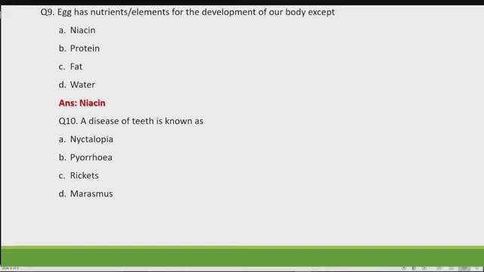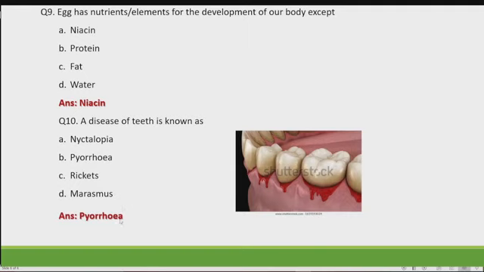Marasmus is a condition of malnutrition which is caused due to the deficiency of macronutrients like carbohydrates, proteins, and fats. So in this condition, the symptom will be the thinning of the limbs. The limbs will look very wasted, that is what we call the marasmic condition. Pyorrhea is a condition where the gums will bleed. So the answer will be D, pyorrhea. This is the only option which is in connection with the teeth. So we can consider pyorrhea as the answer. In this condition, the gums will get inflamed and there will be bleeding from the gums.